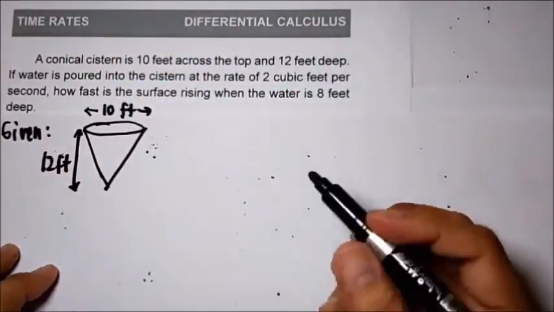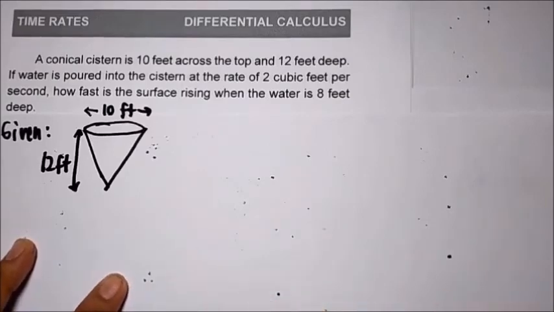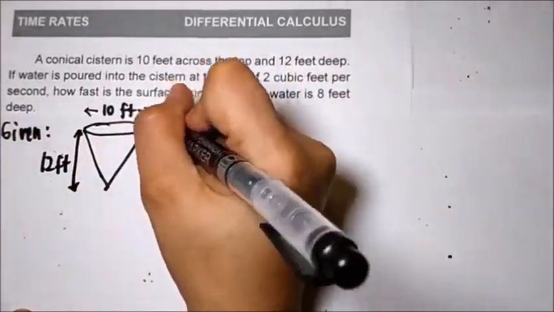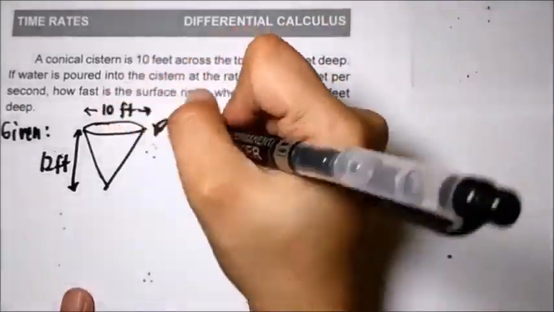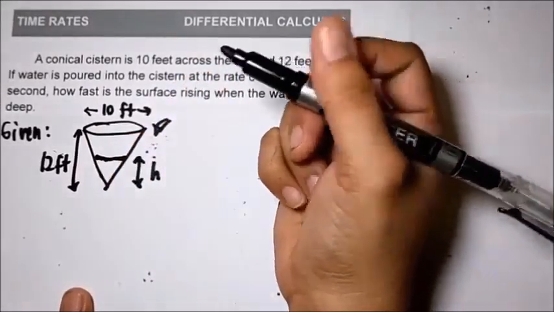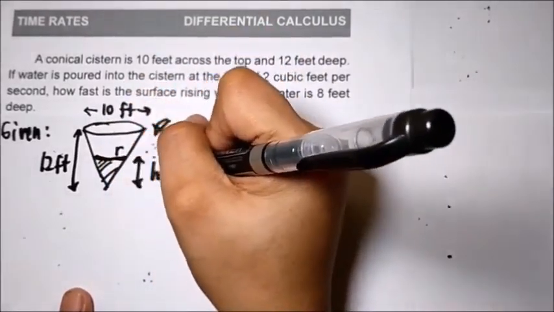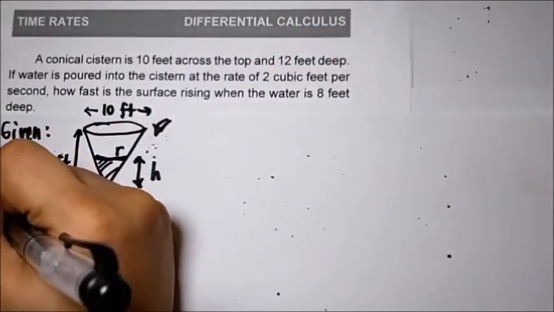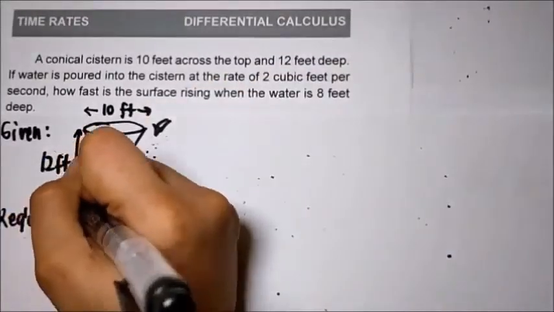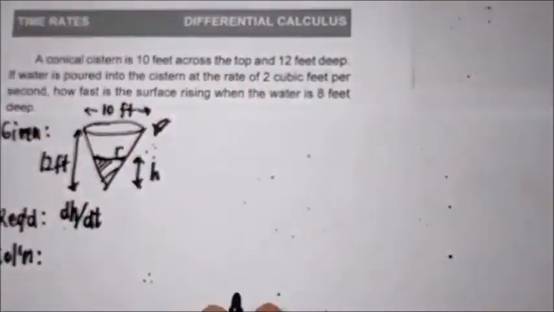If water is poured into the cistern at the rate of 2 cubic feet per second, that is the rate of the volume. How fast is the surface rising when the water is 8 feet deep? So we need to get the value of dh over dt. If we pour water into this, there would be some water at this point. We don't know that height, so let's designate it as h, and the radius as r. Let's identify the unknown: how fast is the surface rising? So we need dh over dt, and the rate of the volume is given.